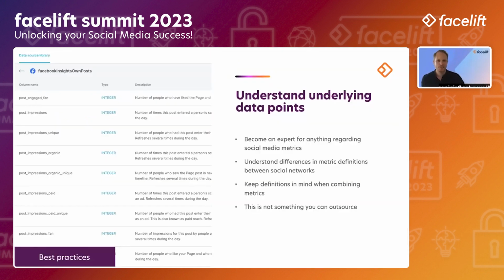Because I'm a numbers person, this is something that's close to my heart: understanding underlying data points. I don't think it's a time anymore where marketing teams, for example, can delegate this out to some analysts or data people, or outsource it to an agency. I really feel if you are in social media, you need to know all the metrics and the specifics about it. You need to understand differences and definitions. What is a video play on Facebook may not be the same as a video play on TikTok. There are different rules for how many seconds until it's counted, and so on.